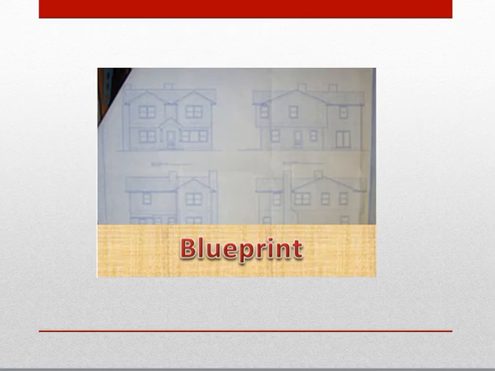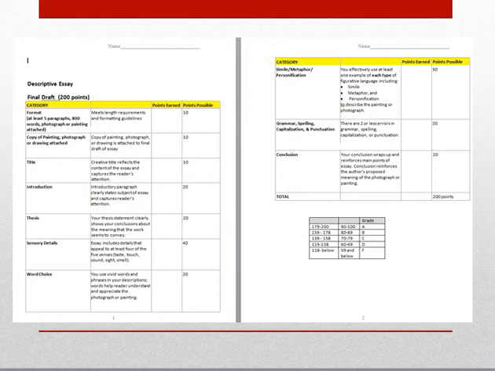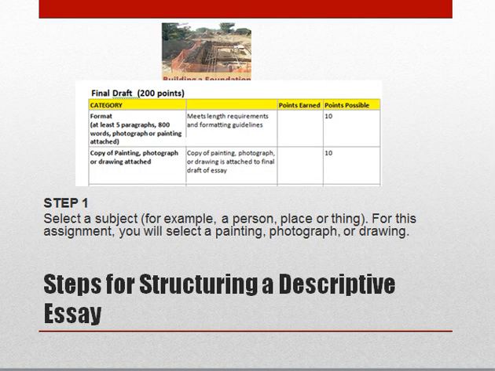Let's look at the blueprint we'll use for constructing a descriptive essay in this unit. This is the final descriptive essay rubric you should use to develop your essay. We'll discuss the criteria on this rubric you can use to plan and draft each section of your essay. You can find this rubric in the online area of this course. So here are the steps for constructing a descriptive essay.